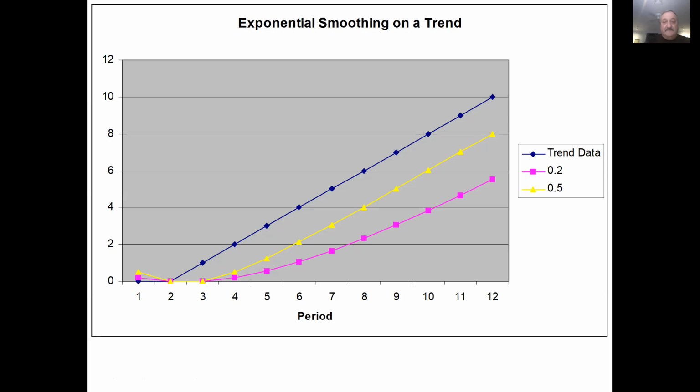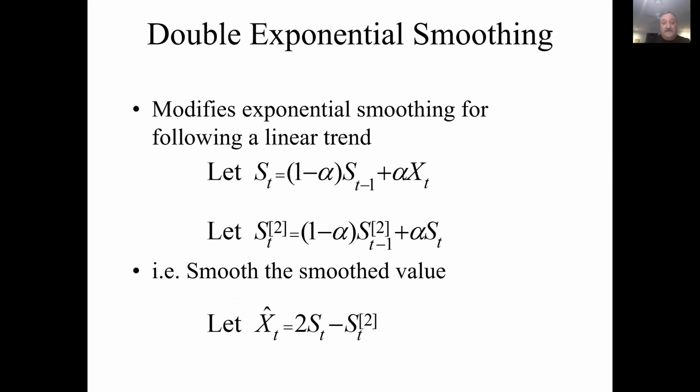In this simple case, you'll have this amount of error every time period. You'll be low every time period. So that's why exponential smoothing is not good for time series that have trends in them. Okay, so there's something called double exponential smoothing that works when you have linear trends in your time series.